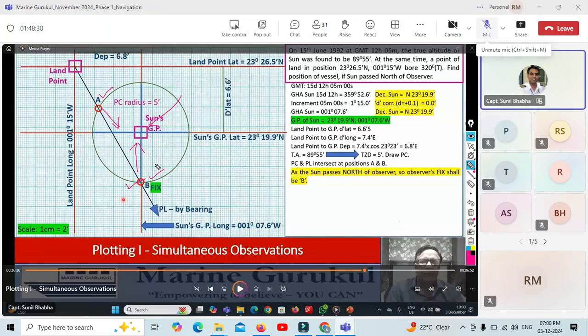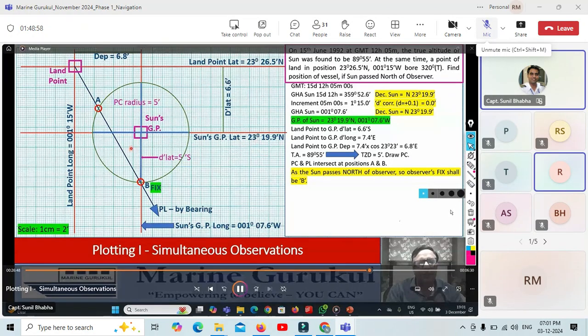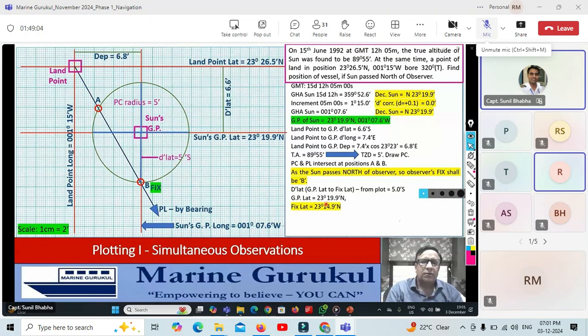Okay, sir. All right. So B is the fix out here. And what do we see in this case? That B lies on the same meridian as the meridian of the GP. So in this diagram, what do we see? This is the D-lat of the fix from the latitude of GP, and it's exactly 5 minutes south. So therefore, the latitude of the fix becomes 23 degrees 14.9 minutes north.